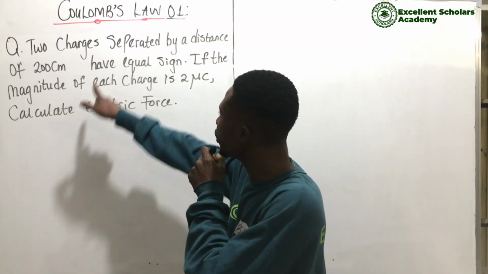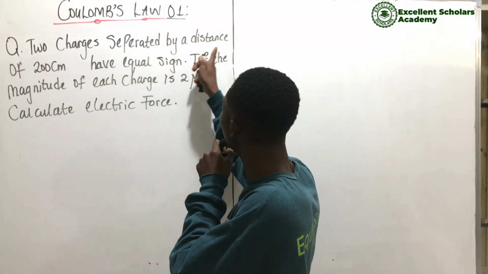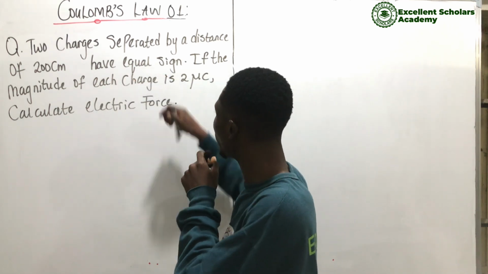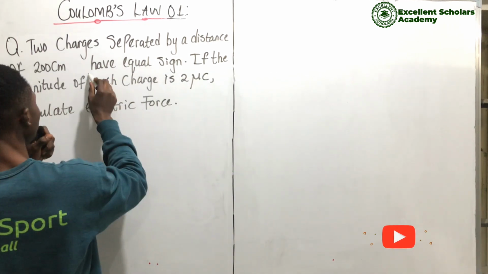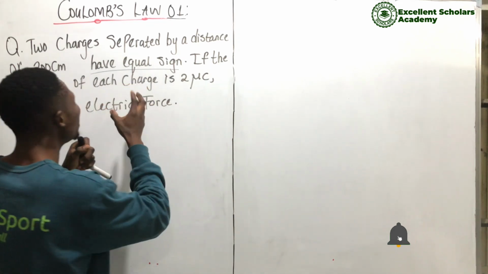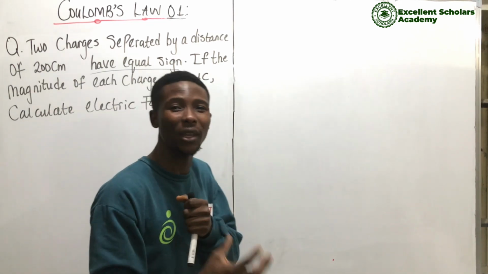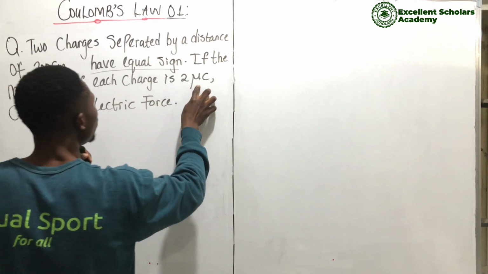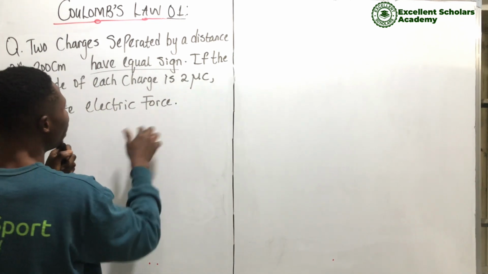So this is another question we'll be solving. Two charges separated by a distance of 200 centimeter have equal sign. Now let's take note of this. Have equal sign meaning that the force between them is a repulsive force because they have equal signs. If the magnitude of each charge is 2 microcoulombs, calculate the electric force.